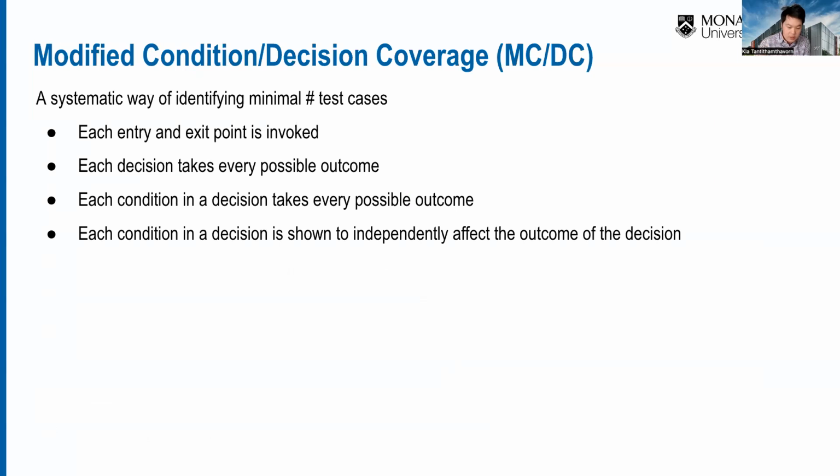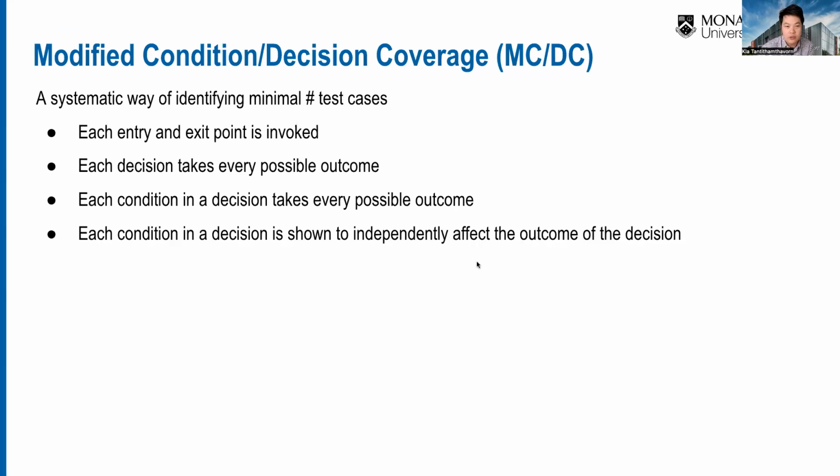Okay, these are the principles. Let's go through it together as well. First, each entry and exit point is invoked. Each decision takes every possible outcome. Each condition in a decision takes every possible outcome. Each condition in a decision is shown to independently affect the outcome of the decision.